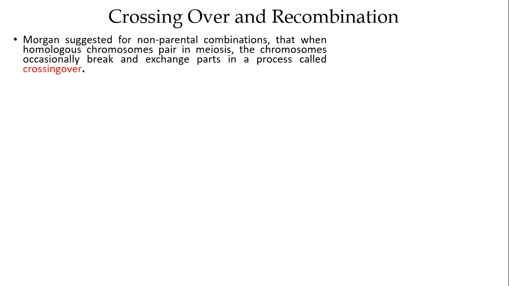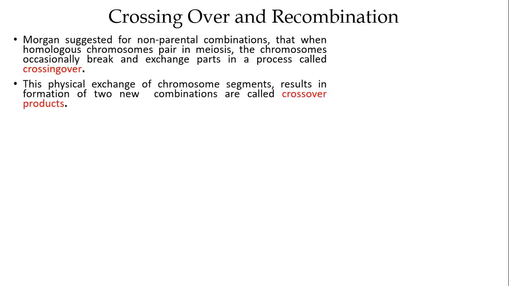Morgan suggested for non-parental combinations, that when homologous chromosomes pair in meiosis, the chromosomes occasionally break and exchange parts in a process called crossing over.